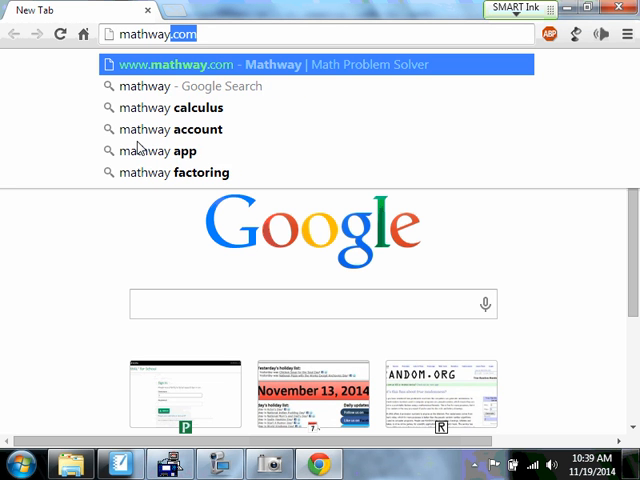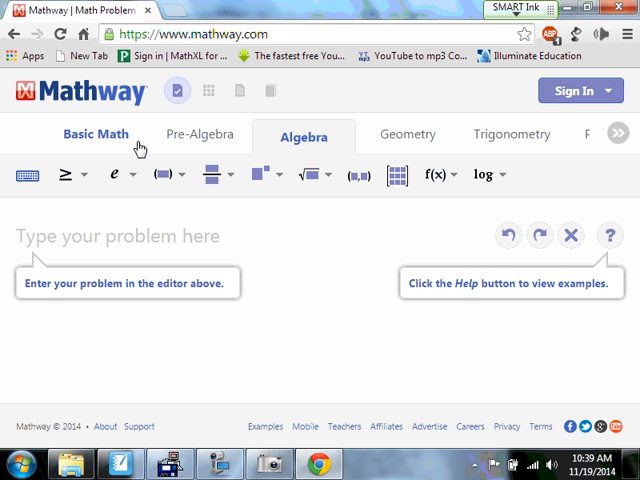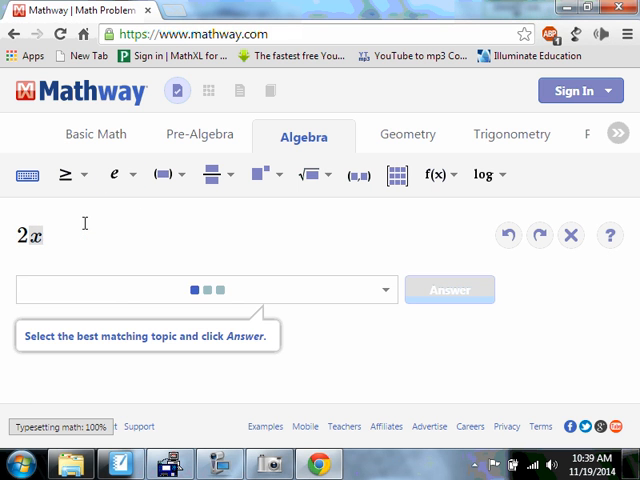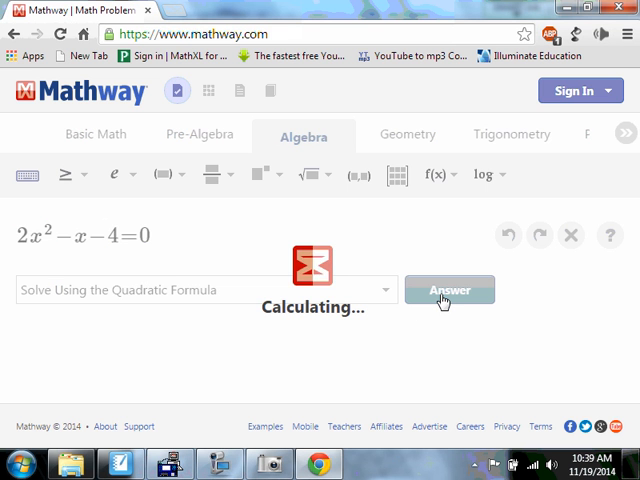Okay? Now, if you were to use Math Way to solve this, it's going to give you an answer. And I'm going to know that you used Math Way to solve it based on the answer that you write or type in Math Excel or put on your paper. We've got 2x squared minus x minus 4 equals 0. Solve using the quadratic formula. Hey, look at that. Answer.